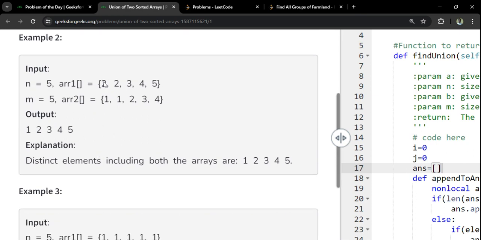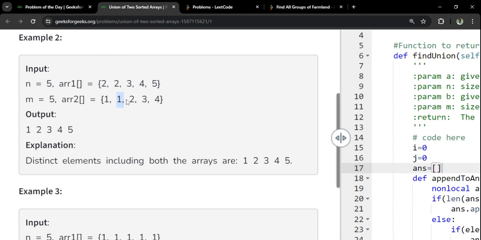See here, it's starting with 2. Let me do it the way I will be doing it. First of all, we will compare the first element of this and the first element of this. Obviously 1 is smaller, so I will put 1 here. Next I will compare this element and this element, because this element is already gone. So I will compare the element 2 here and the element 1 here.